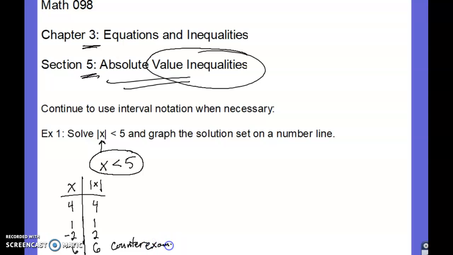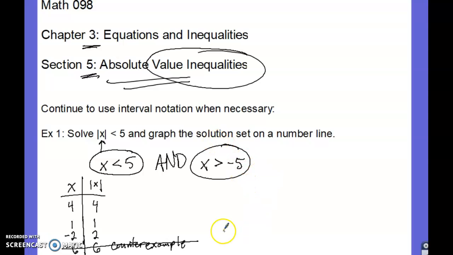And that better answer is to say that x could be less than 5 and x must be bigger than negative 5, because if you say x is bigger than negative 5, we're no longer talking about negative 6. And you probably guessed it, we're going to go to Desmos to see this.